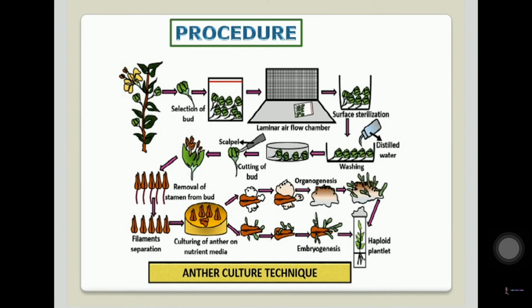The stamen, I have told you, is the stalk-like structure which has the anther, a bilobed structure, at its tip. Then we will separate this filament, that is the stamen, from the anther, and we will keep that anther in the culture media, which is the anther culture nutrient media we prepared in the laboratory.